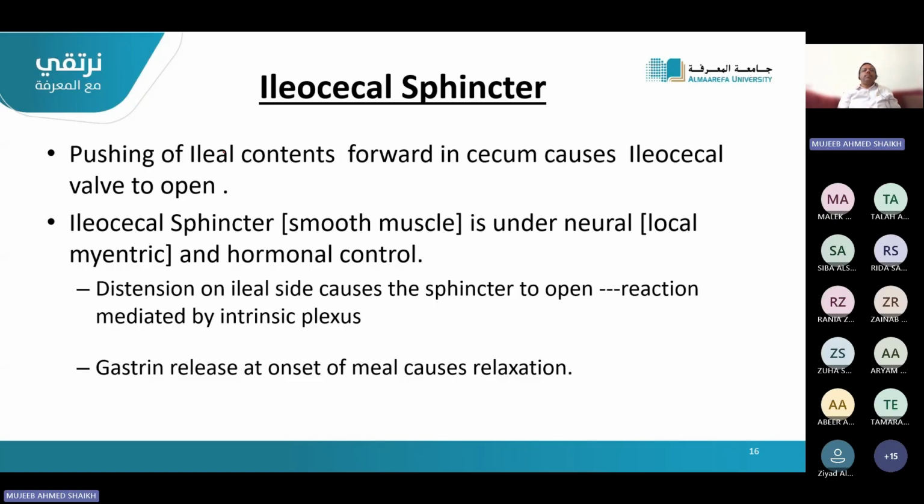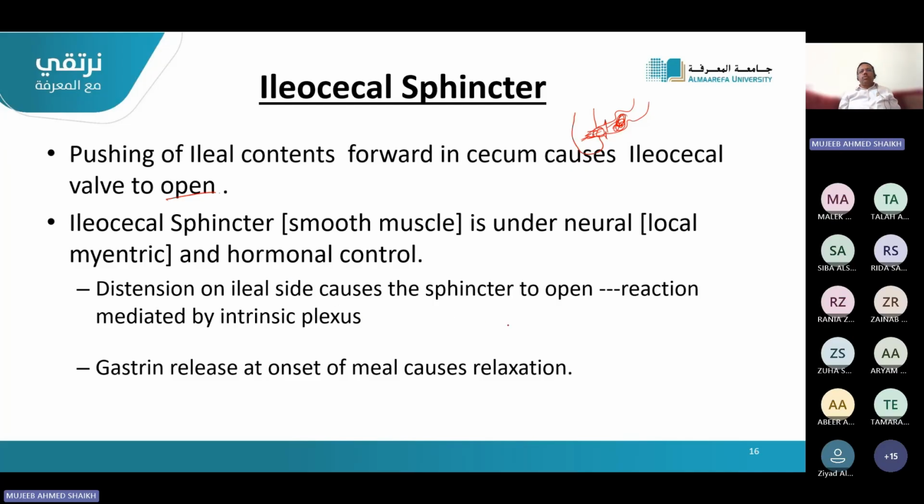Let's say the food is coming from the small intestine and it will be opening into the cecum. So when the food is coming, it will cause stretching. Otherwise it will be remaining in a closed state. Because of the stretch, there is a pushing movement and the bolus of the food or chyme will be pushed here and the valve will open, mechanically.